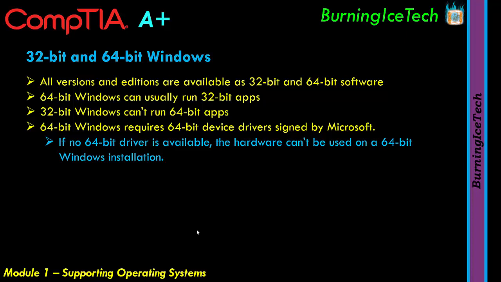Now they mention all versions and editions are available as 32-bit and 64-bit. I don't fully agree with that. It depends on the Windows. If you look at the latest versions of Windows, they are in fact only available in 64-bit. 64-bit Windows can usually run 32-bit apps. Usually yes, so that's backwards compatible, is what we say. 32-bit Windows cannot run 64-bit apps. So that's the issue we were facing back then. If you're running a 32-bit operating system and you wanted to run the newer versions, nope, wouldn't work.